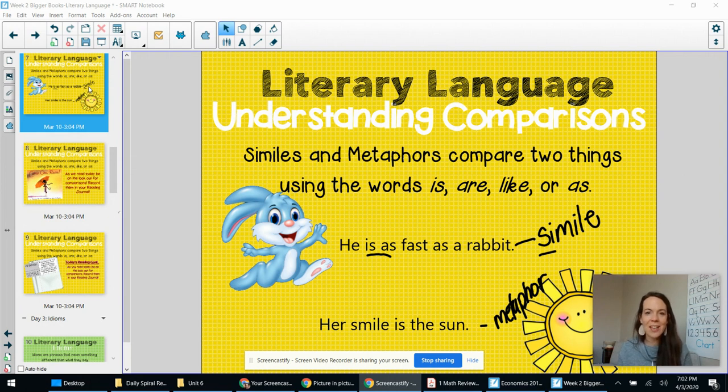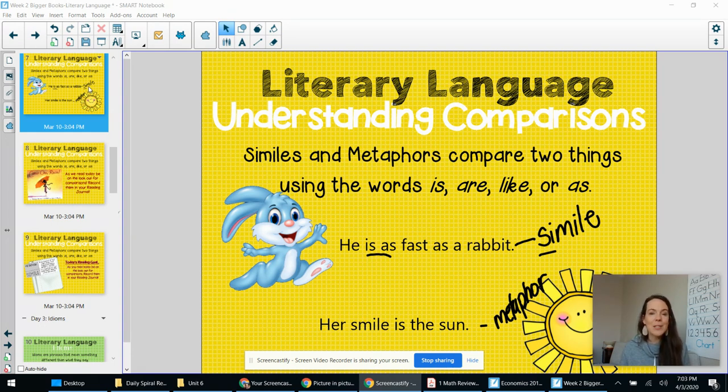Today, we're going to be understanding comparisons. The comparisons that we're going to be talking about are similes and metaphors. Similes and metaphors are literary language that compare two different things using the words is, are, like, or as. The difference between the two is, with a simile, you're saying something is like or as. So, for example, we have: he is as fast as a rabbit.